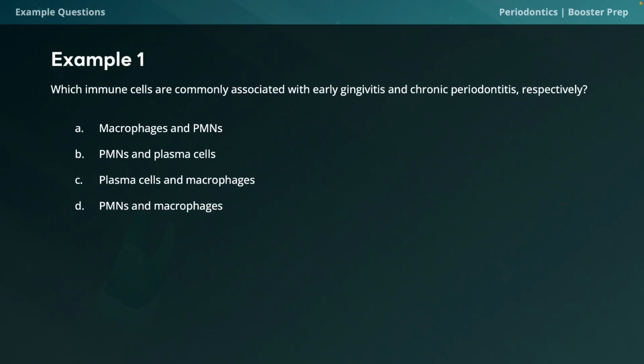Let's do some example questions here to help solidify our understanding. So in this question, which immune cells are commonly associated with early gingivitis and chronic periodontitis, respectively? Please pause the video and resume when you think you got it.